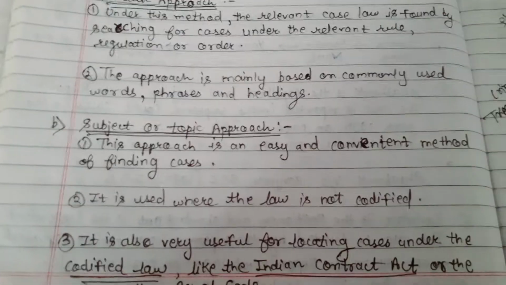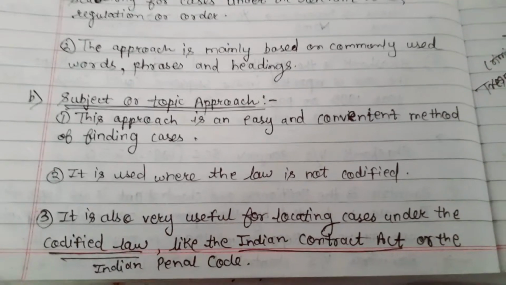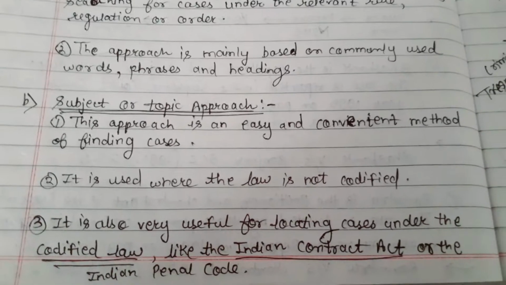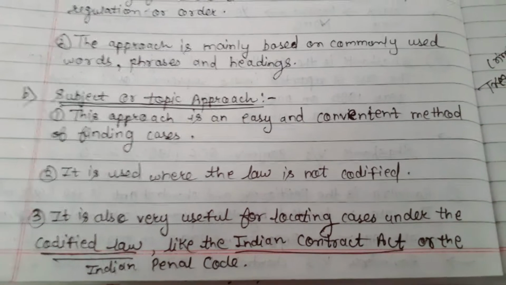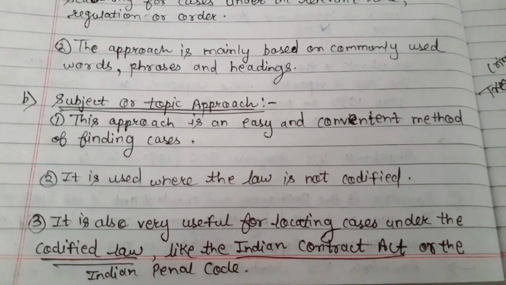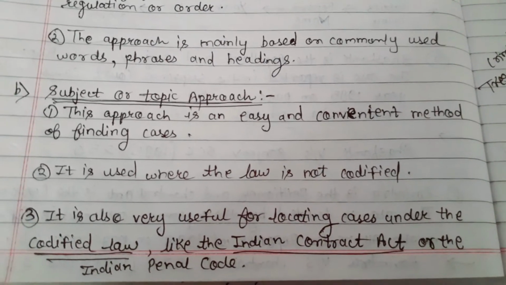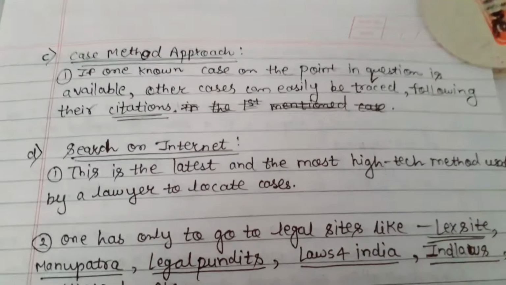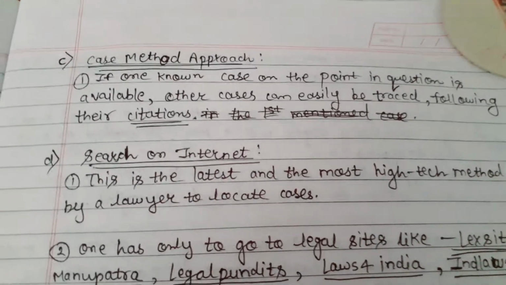Second is subject or topic approach. This approach is an easy and convenient method for finding cases. It is used where the law is not codified. It is also very useful for locating cases under the codified law like the Indian Contract Act or the Indian Penal Code. Third method is case method approach.